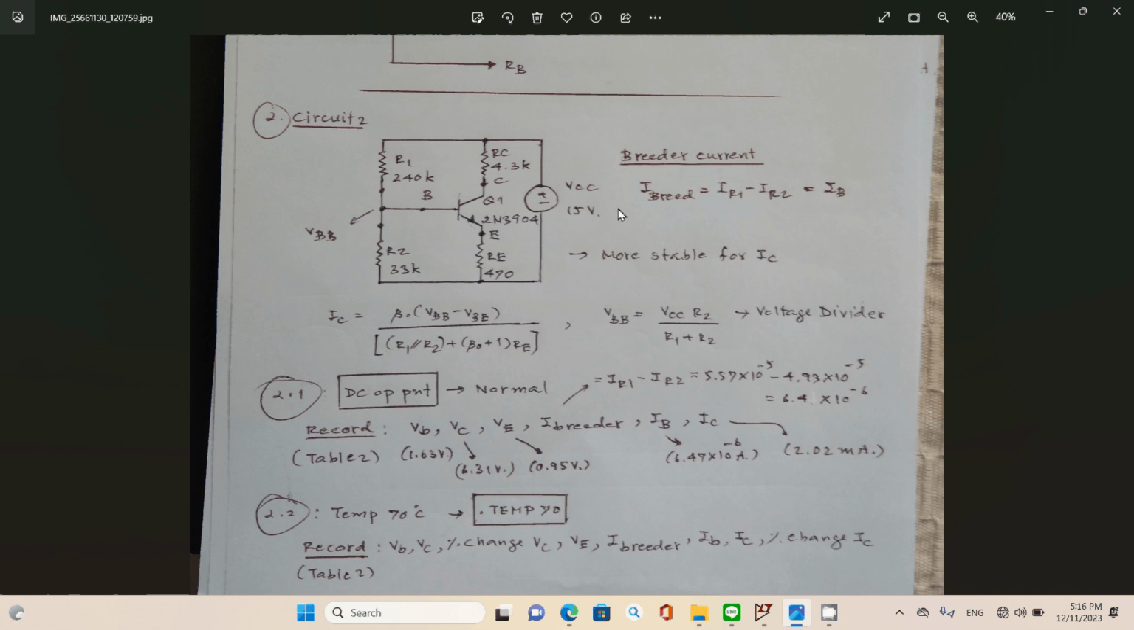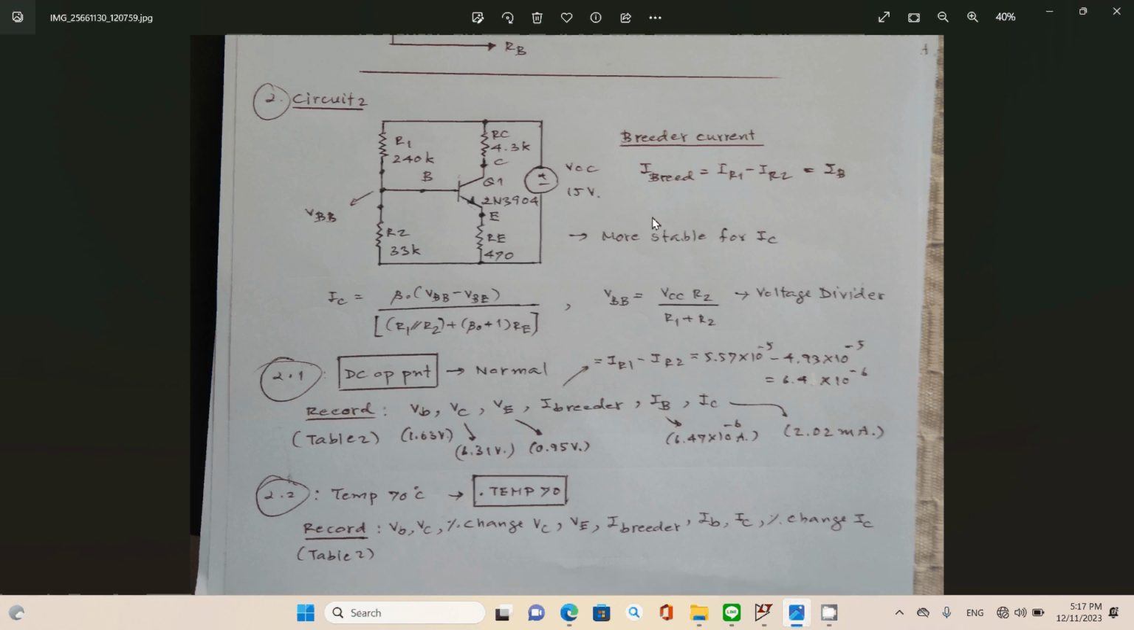The bleeder current is the current flowing through R1, and it's going to divide, with some going to the base to become the base current, and the rest going to R2. So the bleeder current simply becomes the base current, and you can work it out. For IC, that's going to be equal to this equation, where this is R1 in parallel with R2. And for VBB, it's just like a voltage divider at this point. That becomes VCC multiplied by R2 and divided by R1 plus R2. You know that voltage divider.